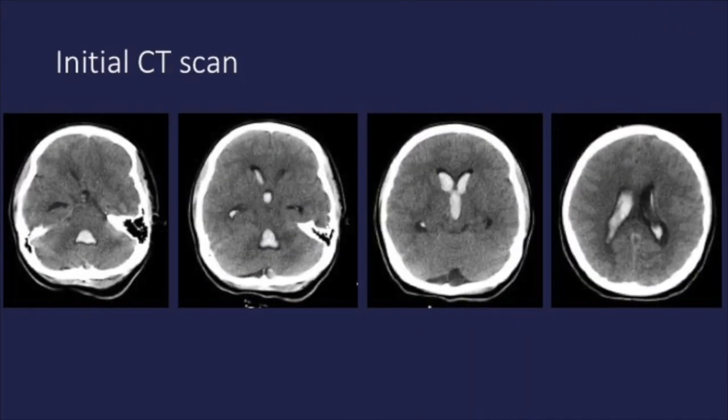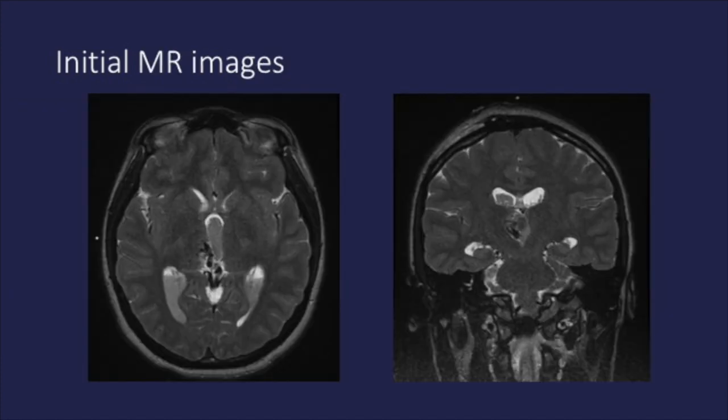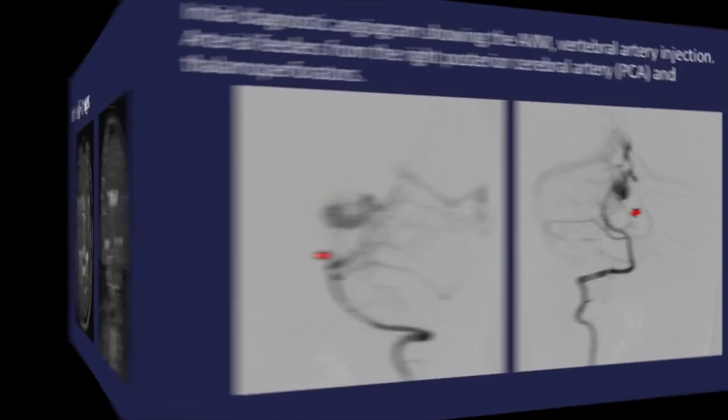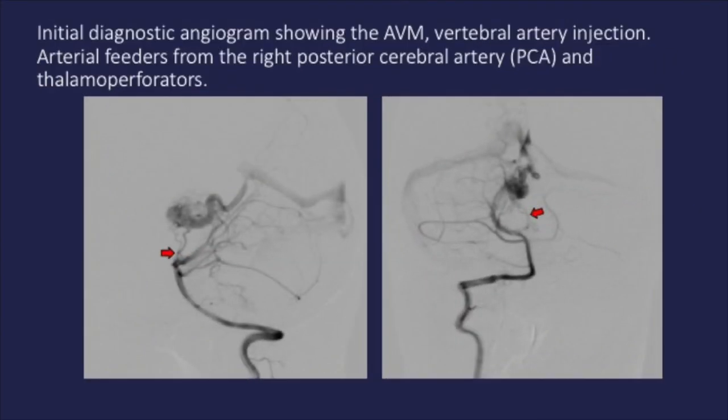The initial CT scan demonstrated intraventricular hemorrhage in the lateral, third, and fourth ventricle with mild to moderate hydrocephalus requiring an EVD placement. MRI and MRA demonstrated a possible vascular malformation on the right side of the posterior thalamus and posterior portion of the third ventricle. Diagnostic cerebral angiography confirmed diagnosis of arteriovenous malformation.